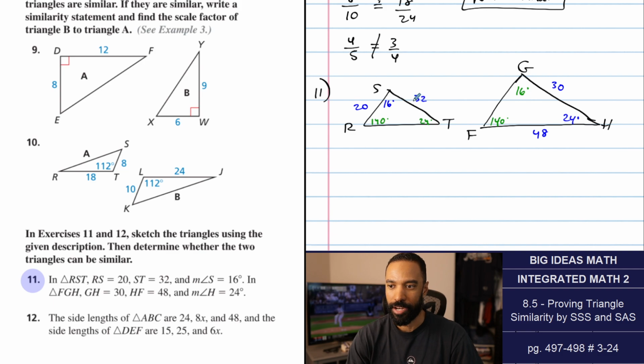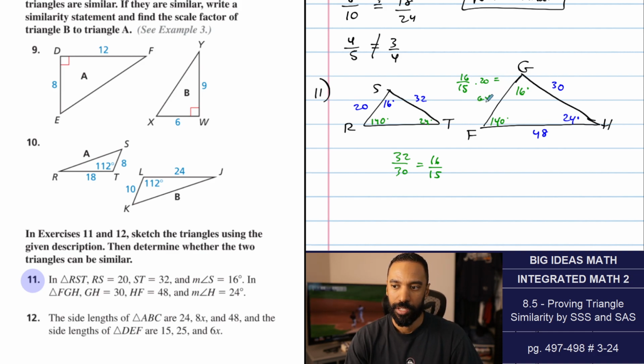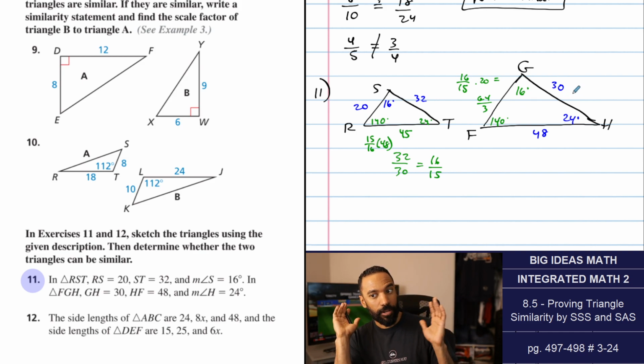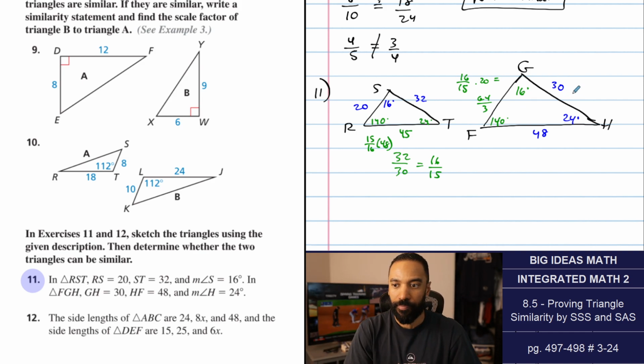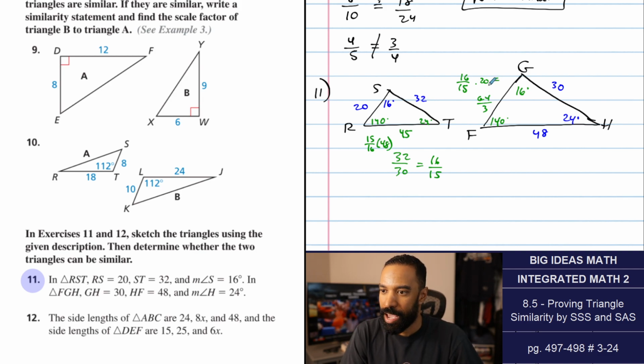And if they share a similarity ratio, 32 over 30 is 16 over 15. 16 fifteenths of 20 is, I don't know, some weird number. 4 thirds times 16 is 64 thirds. This would have to be 64 thirds. And 15 sixteenths of 48, that's a cleaner number. That's 45. So that would have to be 45. If the triangles were similar, this would be the setup. 20 plus 32 is more than 45. That pans out all right.